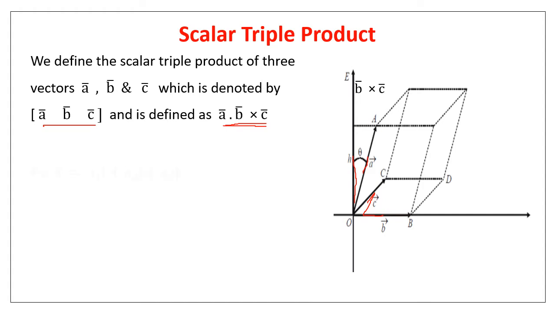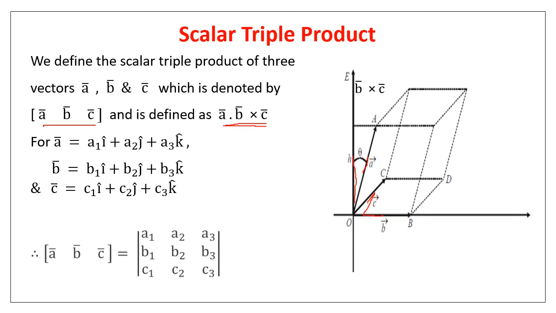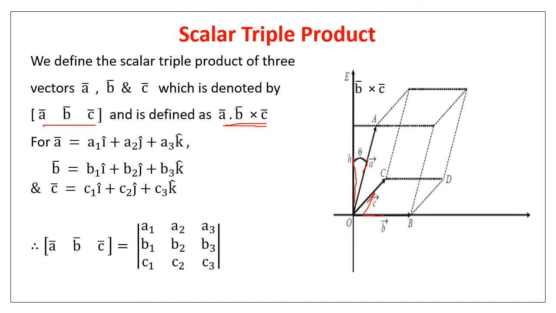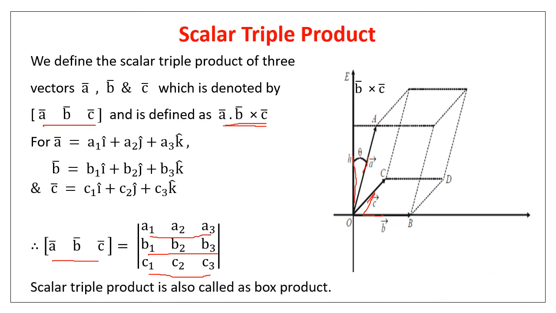And we can write the scalar triple product in terms of order 3 determinant. See, in box a bar, b bar, c bar equals to, using vector a bar, first row a1, a2, a3, using vector b bar, second row b1, b2, b3, and using the third vector c bar, the third row c1, c2, c3. So the scalar triple product is also called as a box product.